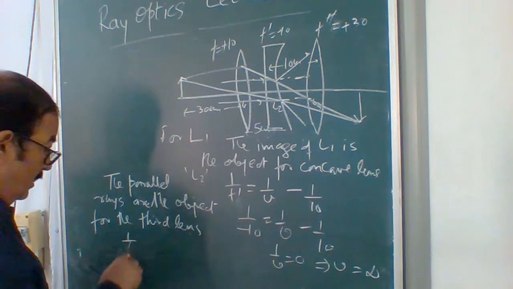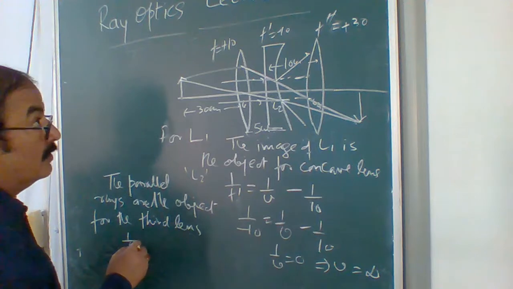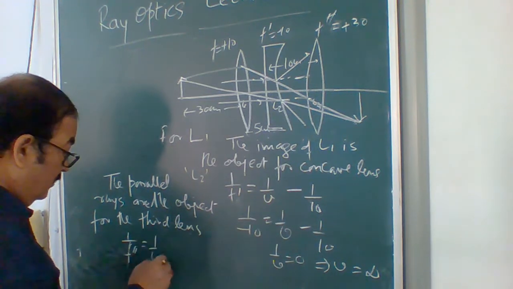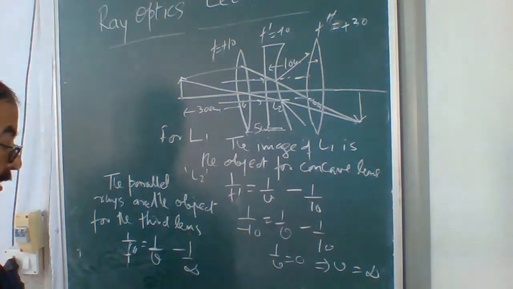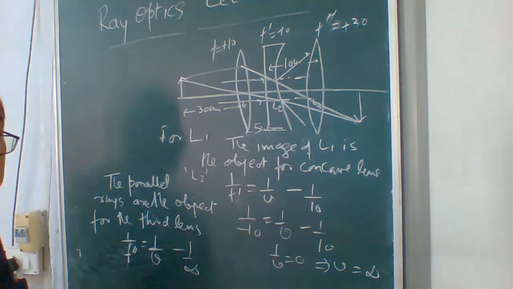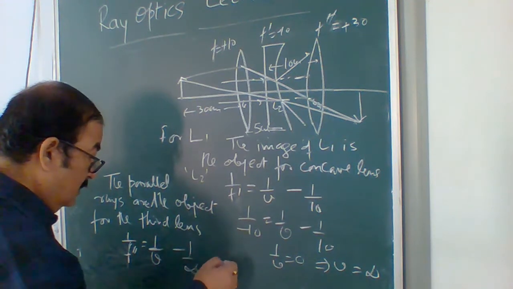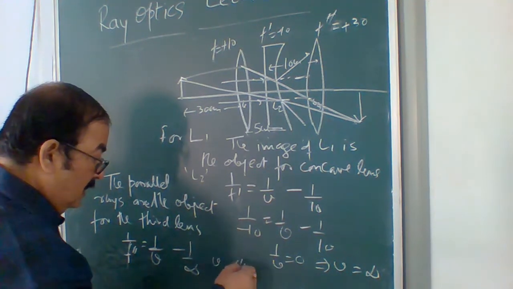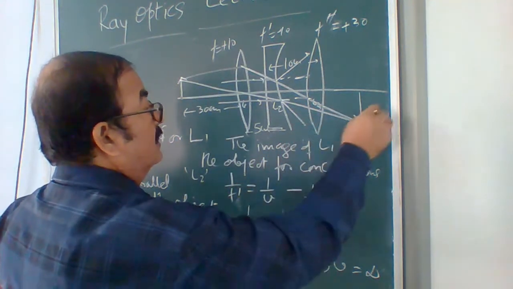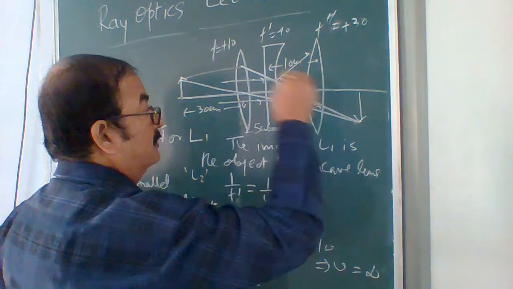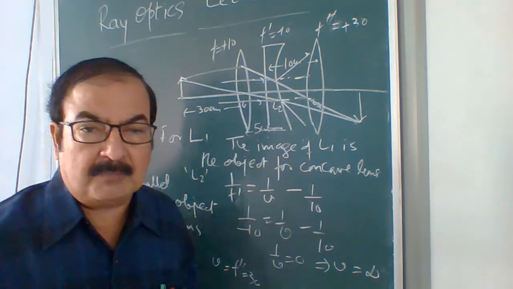Therefore, finally we have 1 upon f double dash equal to 1 upon v minus 1 upon infinity. So this infinity becomes, 1 by infinity is 0 and cancelled out, and therefore v double dash comes out to be 30 centimeter. The final image will be there at 30 centimeter from this lens. This is what we have for image formation by multiple lenses.